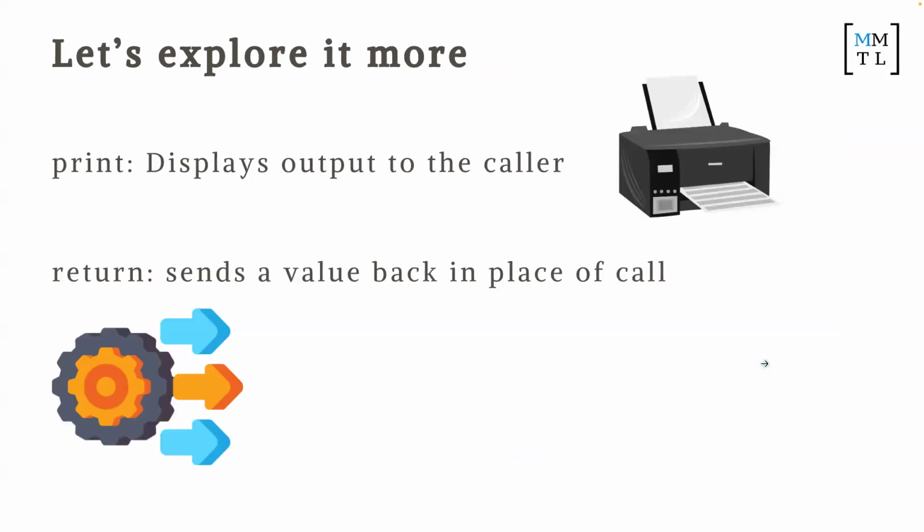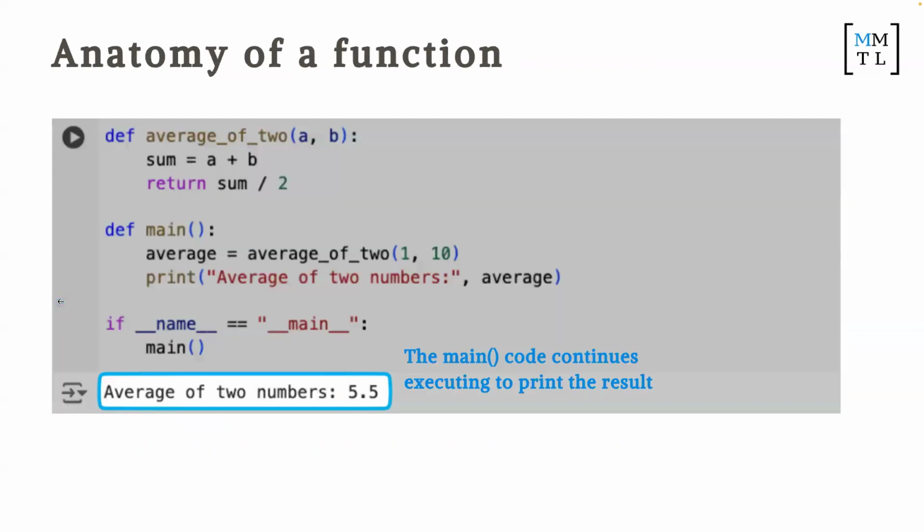So let's explore some more. If you have a print inside the function, all it does is display the value to the caller. So when you call the function, it will print the result to the terminal, which is what you can see. If you were to return, it sends a value back in place of the call. So if we look at this example, we call this function, and it returns 5.5. So rather than here being average of 2, this is being replaced with 5.5. So that's what return does.